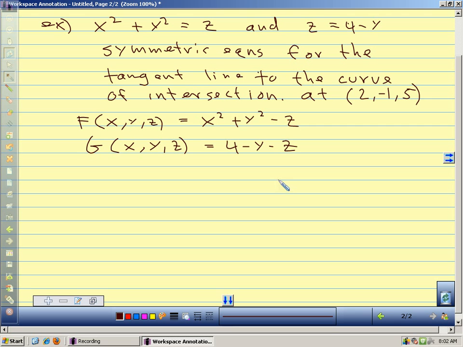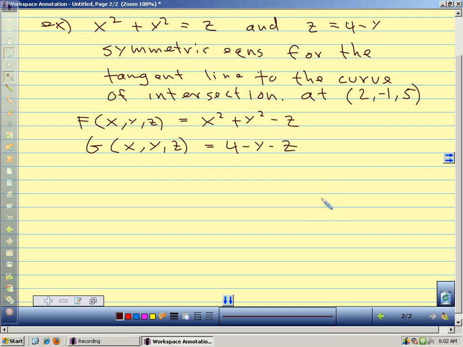Find the gradient. So we're going to find the gradient of each surface. That's going to give us a normal vector to each surface. And then what do we do? Dot product. Normal, tangent line. So we have a normal vector to each surface at this point.